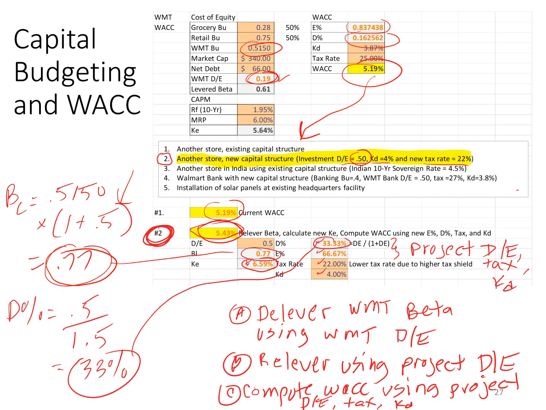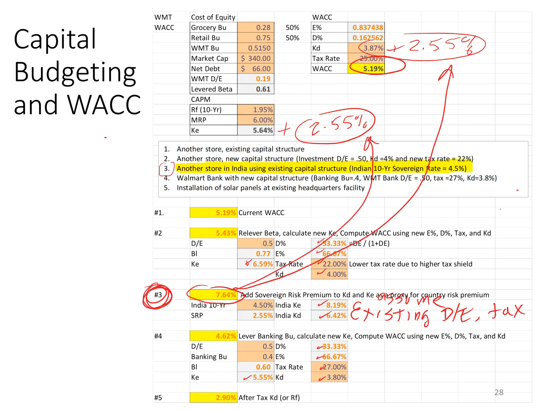Then to calculate WACC, I also need the D% and the E%, the percent financing in debt and equity. Now the current firm is 83% and 16%. However, with a D/E ratio of 0.5, that implies a debt percent of 0.5 over 1.5, right? The D/E ratio over 1 plus the D/E ratio I talked about earlier. So it's actually going to be 1/3 debt, 2/3 equity. And then I'm going to calculate weighted average cost of capital based on my new KE, my project cost of debt, my new tax rate, and the projected debt and equity percents. And I get 5.43%.